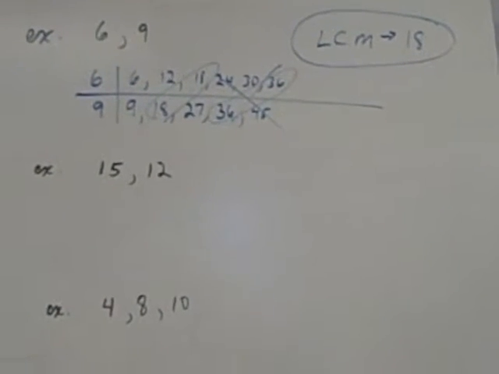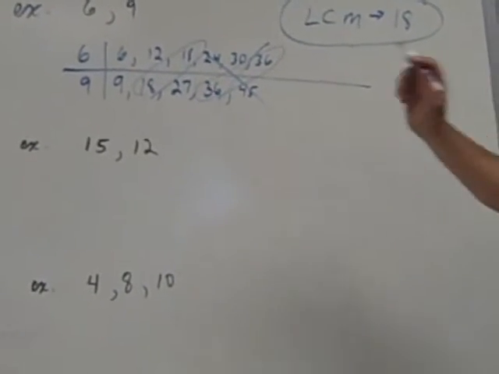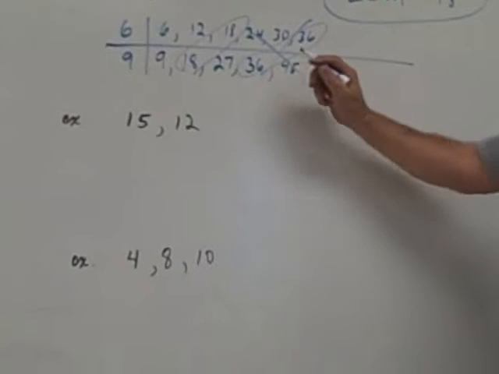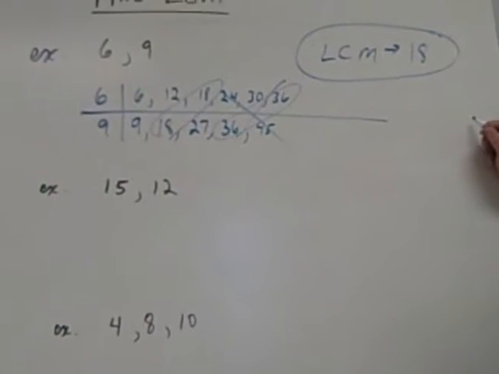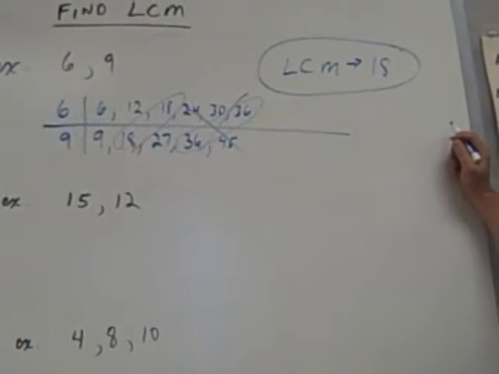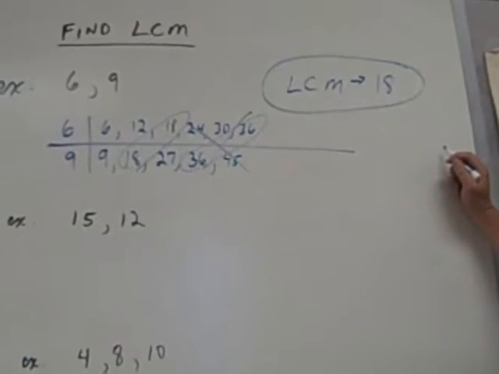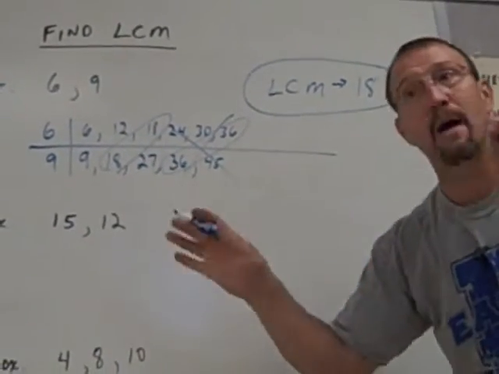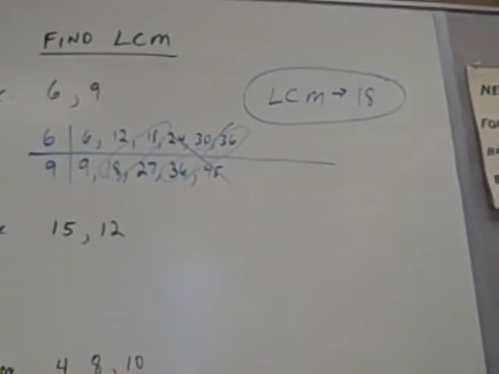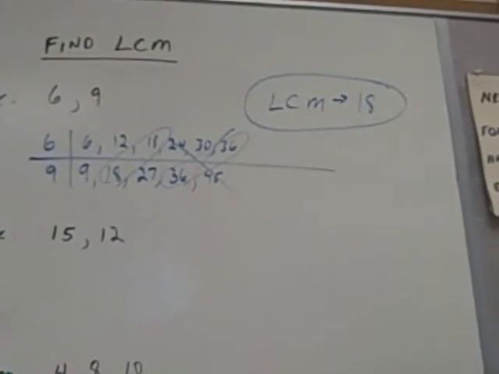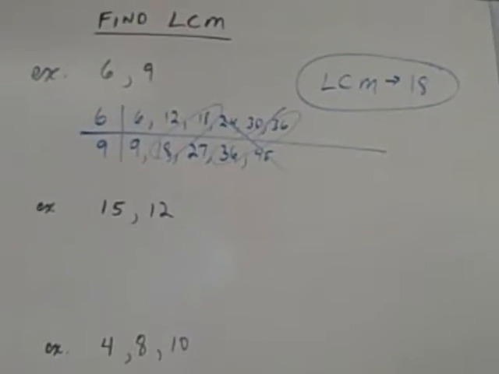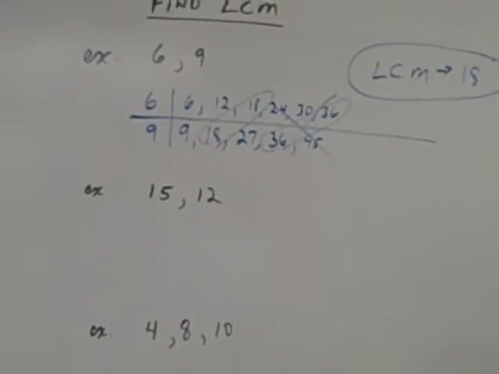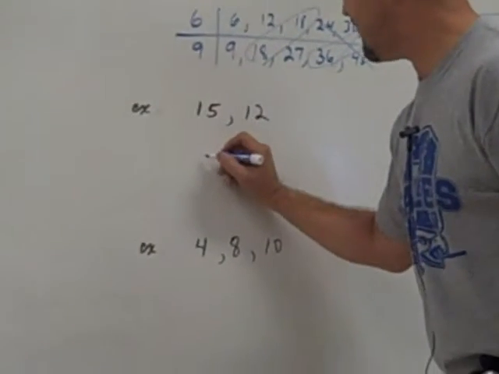So the next time I do it, I'm just going to stop once I get the first one. I'm not going to go see if there's some more. Because I'm not in the campfire. I don't want s'mores. I want the first one. And then I'm stopping and going on. All right? So, was that one very hard? No. Well, let's find the LCM of 15 and 12.